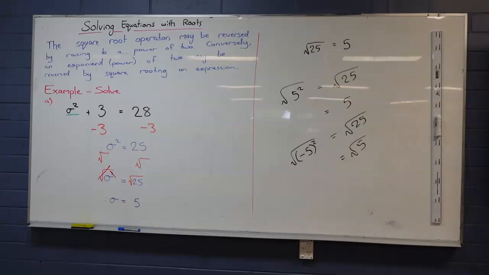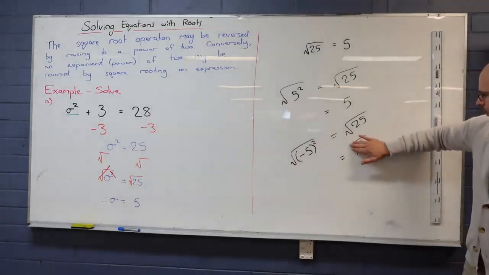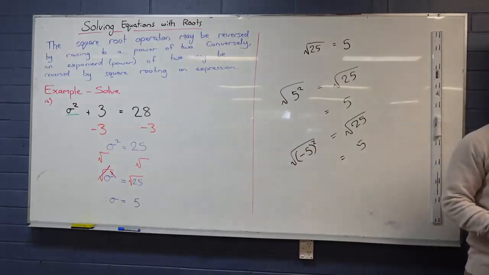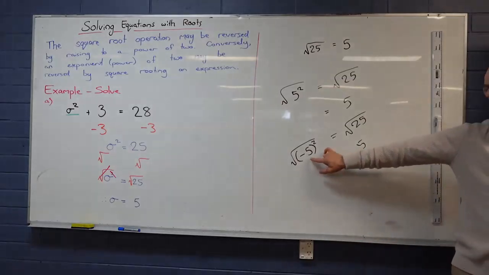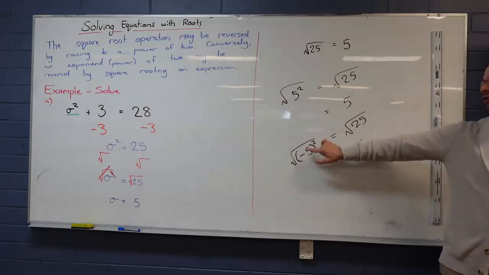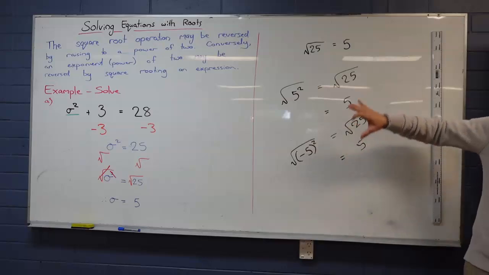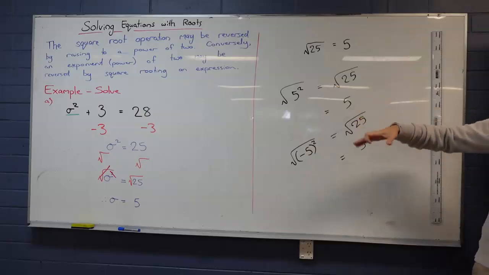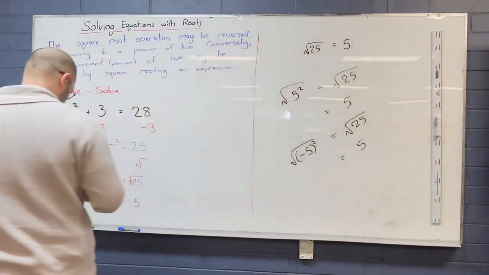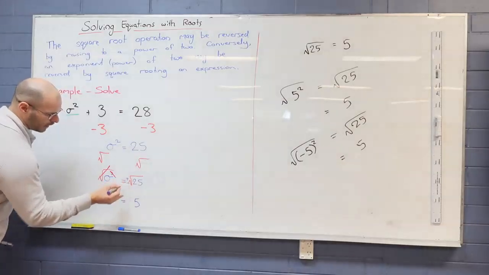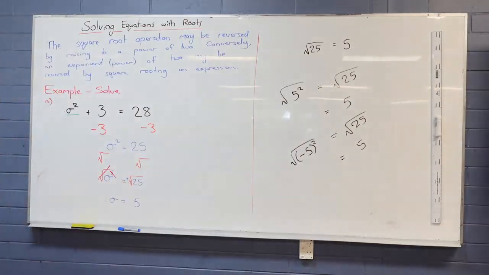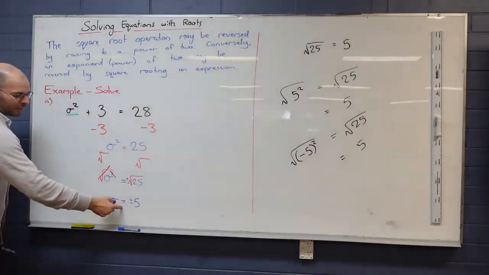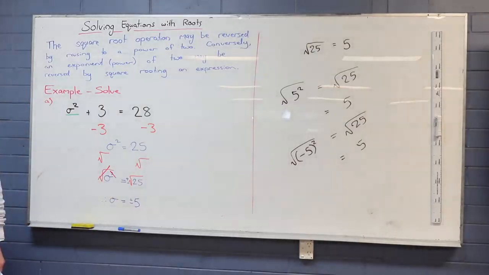Alright, what you discover is that if you square a negative number and you square the positive counterpart of the number, you're going to get the same values. And then if you square root them, you get the same value as well. So what this implies is that whenever we apply the square root operation, we're actually expecting two possible solutions. So we could discover that sigma equals 5 or sigma equals negative 5. It doesn't matter which one it is.